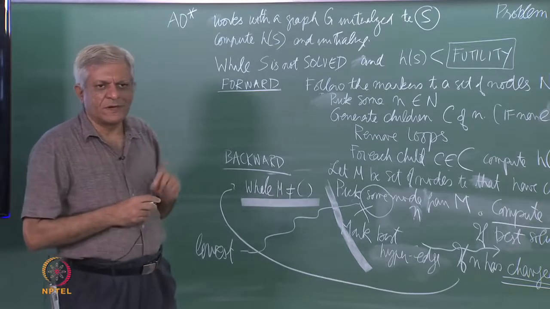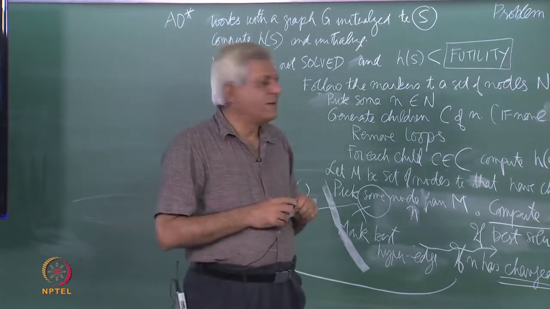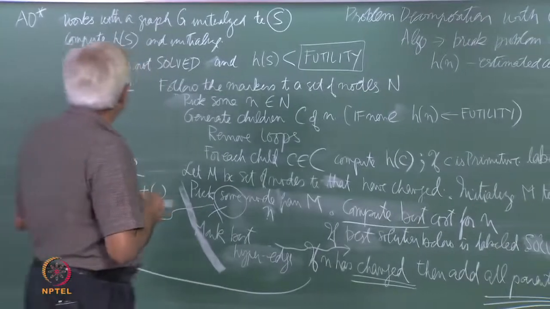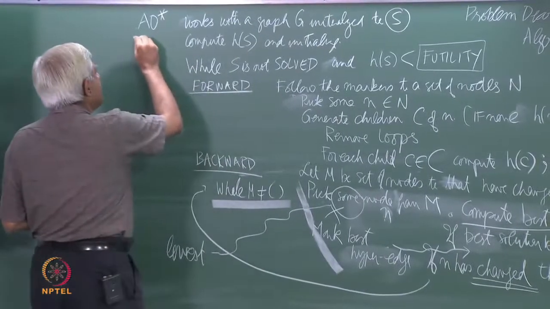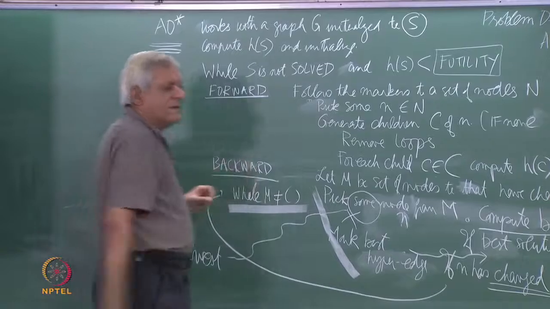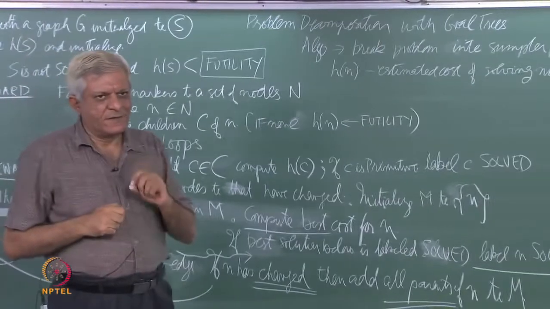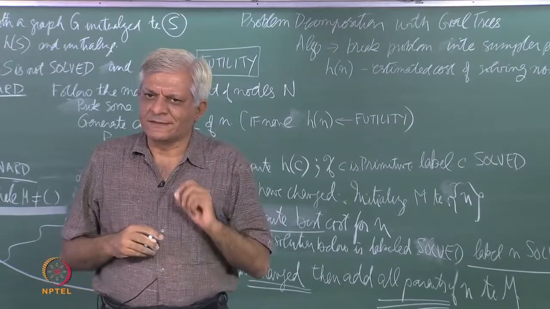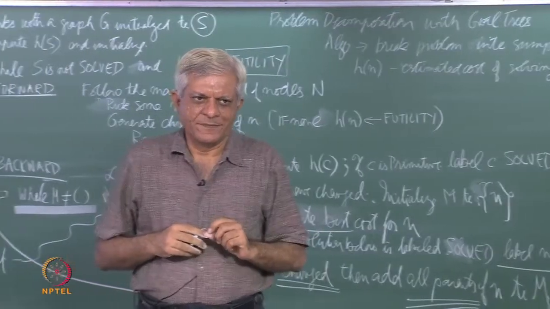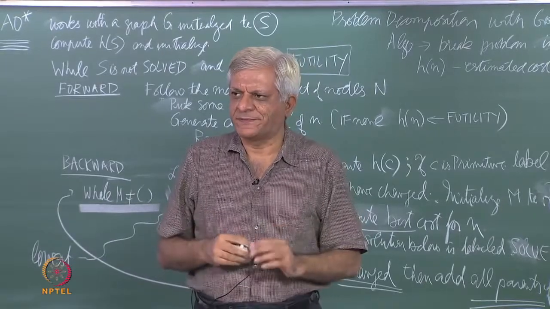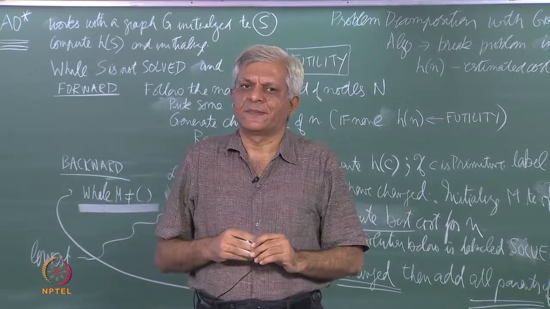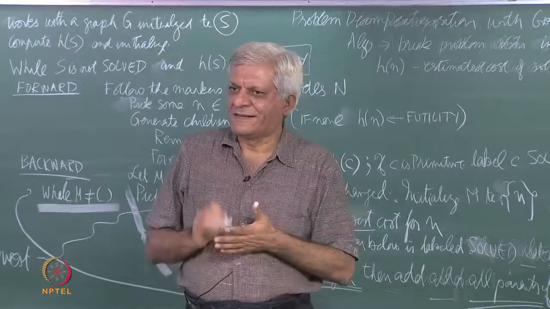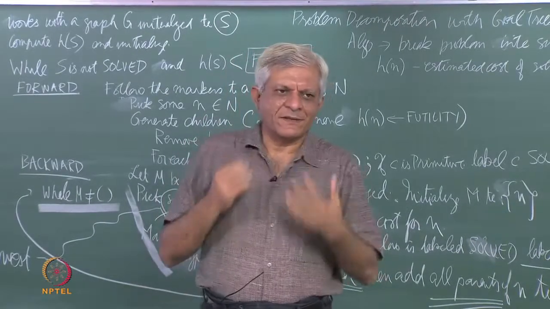So, there is only one more point left. For this algorithm to be called AO star, for it to deserve the suffix of star, we need a condition on the heuristic function. Can you guess what that condition is? So, let me, sorry, h(n) less than or equal to h star.